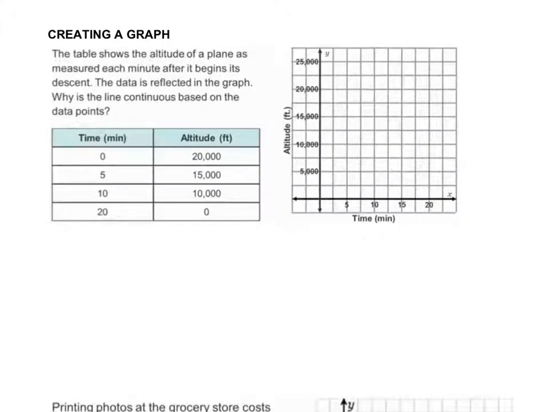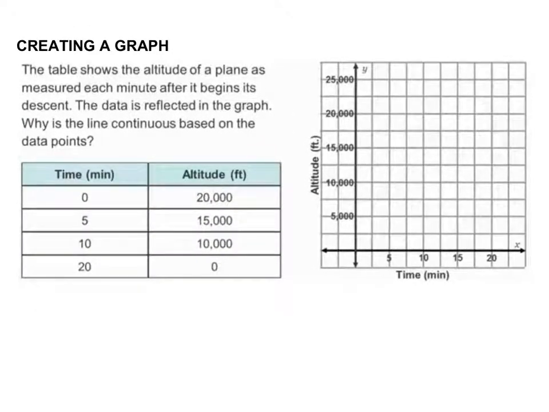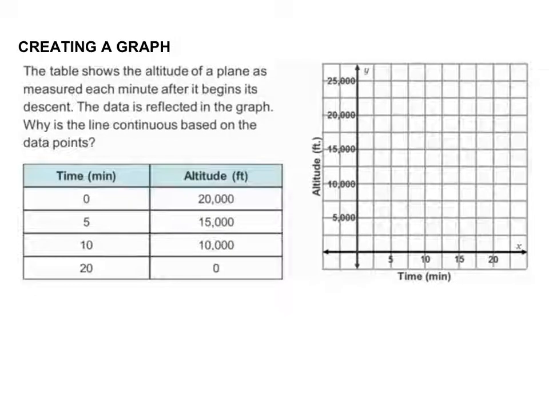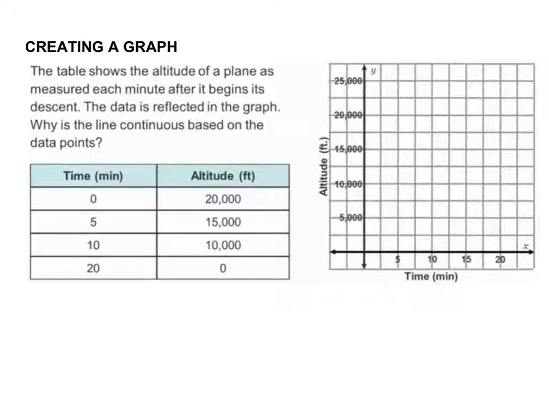All right, so let's use this information here to create this graph on the next page. What it says is the table shows the altitude of a plane as measured each minute after it begins its descent. The data is reflected in the graph, and we're going to ask, why is the line continuous based on these data points? So let's go ahead and just plot these data points on the graph. Time is our x-axis, altitude in feet is our y-axis. When the plane is in its descent, that means it's going down. So at time 0, we're at 20,000 feet.